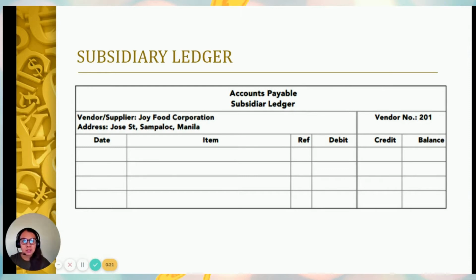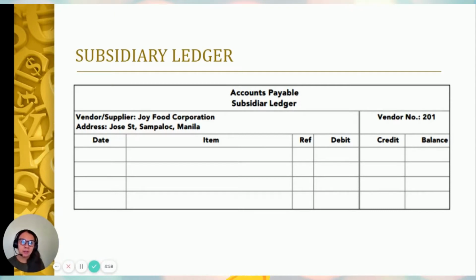One example of a subsidiary ledger is the individual record of payables to suppliers. The total amount of this subsidiary ledger should equal the balance in the accounts payable general ledger. In simple terms, you have an accounts payable general ledger, but the accounts payable recorded there are payable to different suppliers. Now you can make a separate subsidiary ledger for each supplier. And that is this one, the accounts payable subsidiary ledger. This is an example of a subsidiary ledger.